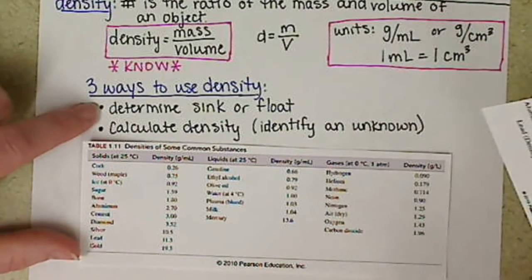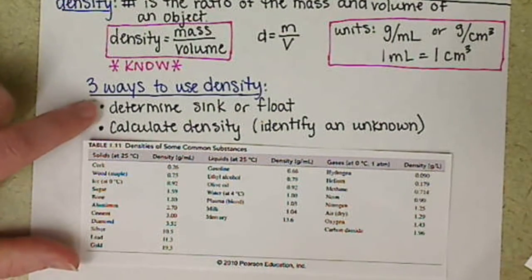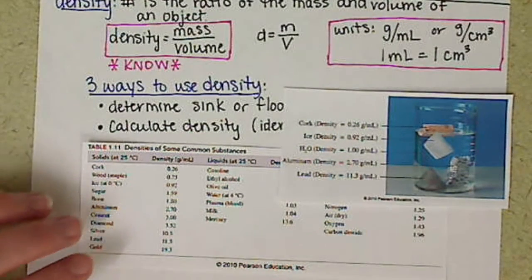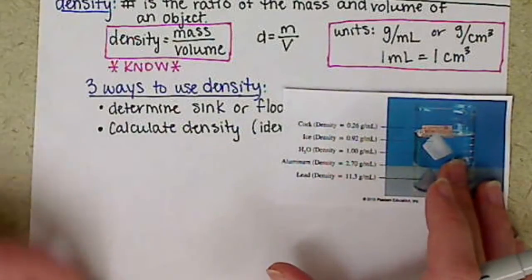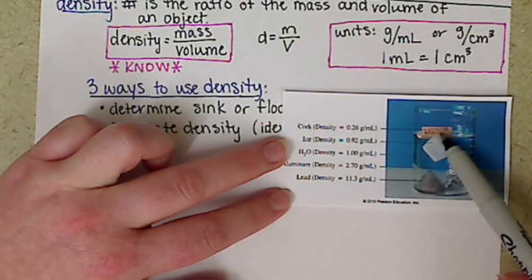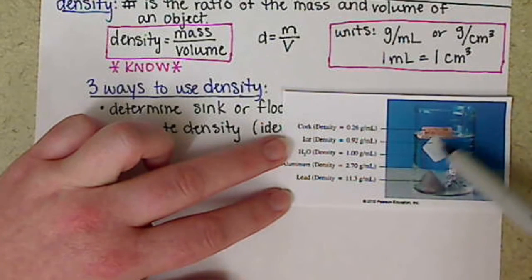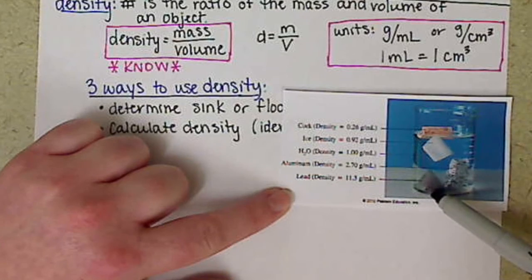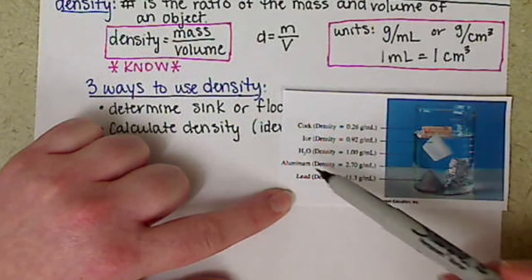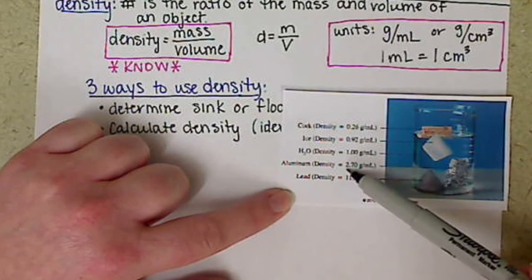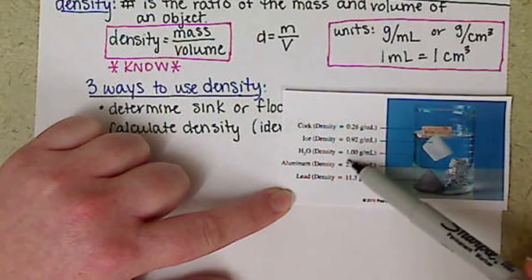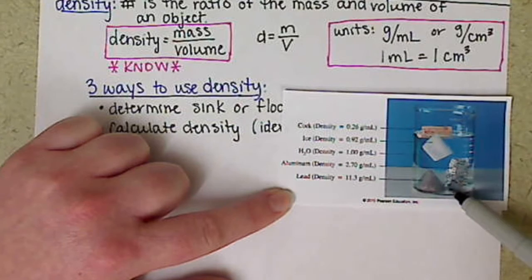Going back to determining whether or not objects will sink or float, this picture from your book, which is figure 11, basically is what we're talking about. So instead of a piece of wood, they have a piece of cork here. The liquid here is water. Down in the bottom we have lead and a piece of aluminum. Looks like aluminum foil there. Aluminum has a density of 2.7 grams per milliliter, lead at 11.3. So these are more dense than water, which is why they sink.